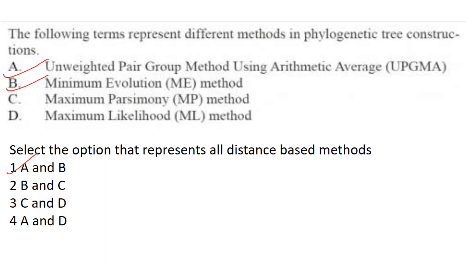Then which of the following terms represent different types of methods in phylogenetic tree construction? Select the option that represents all distance-based methods. So unweighted pair group method using arithmetic average, that is correct. Minimum evolution method, ME method, that is also a distance-based method. So the answer here is option 1, that is A and B.